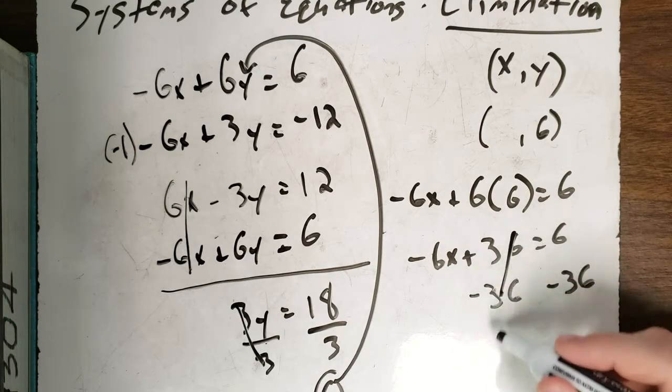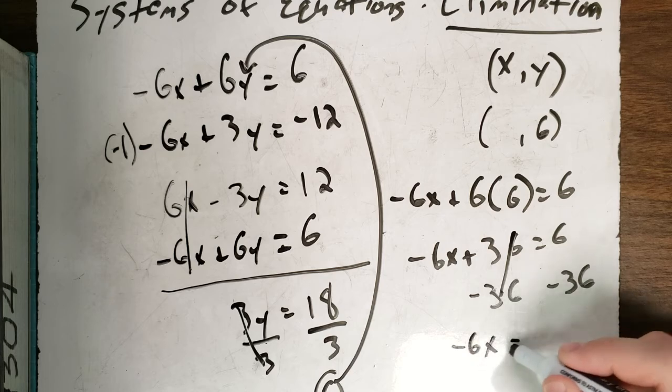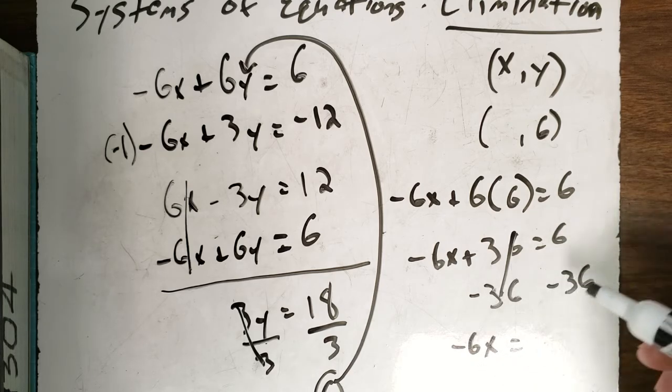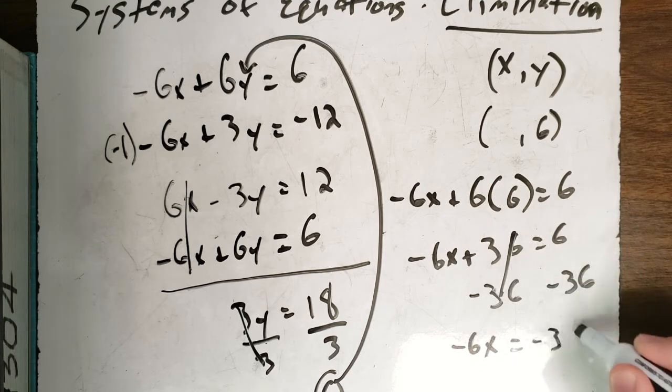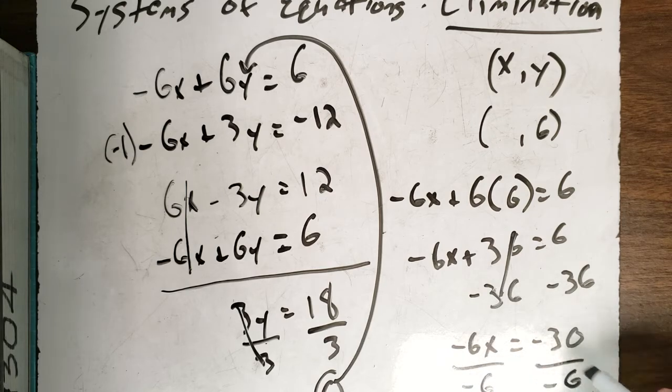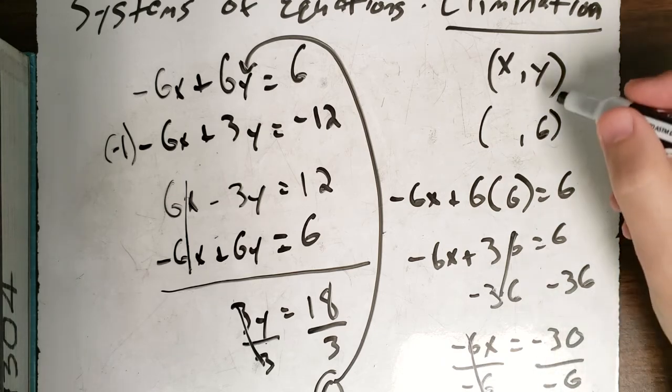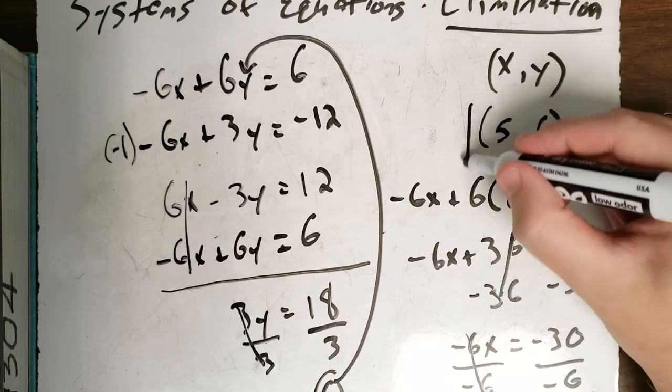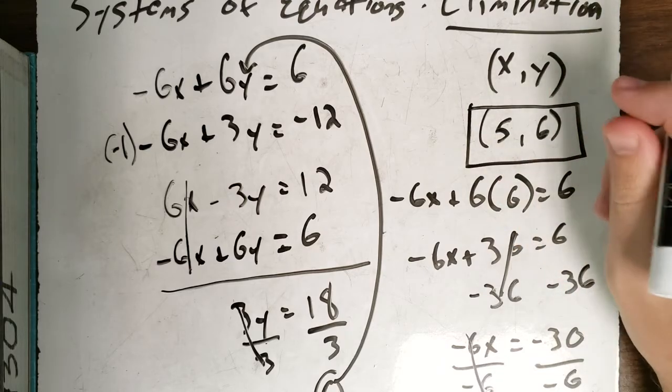That cancels. Bring down your negative 6x. 6 minus 36 is negative 30. And then our last step is to get rid of our negative 6. We do that by dividing here. Dividing here, that cancels, and x equals negative 30 divided by negative 6, positive 5. So our answer ultimately is 5, 6.